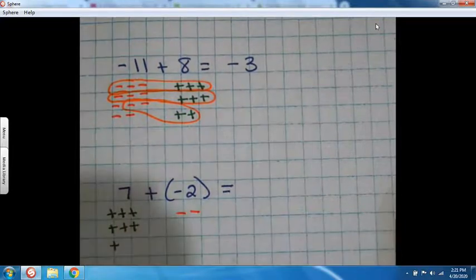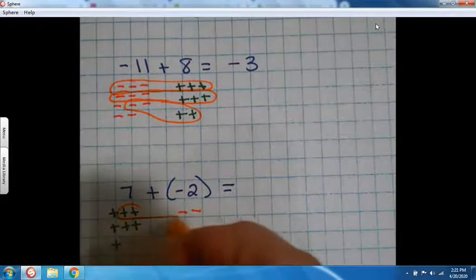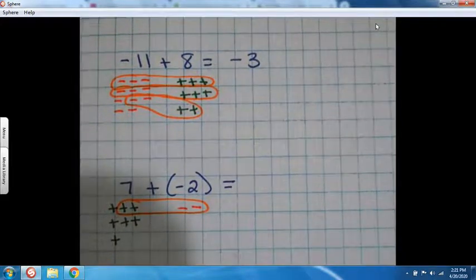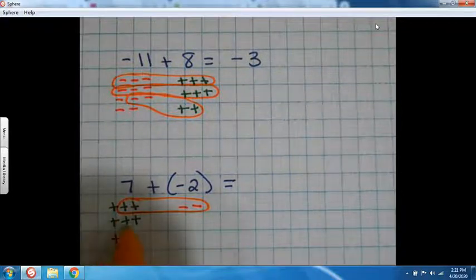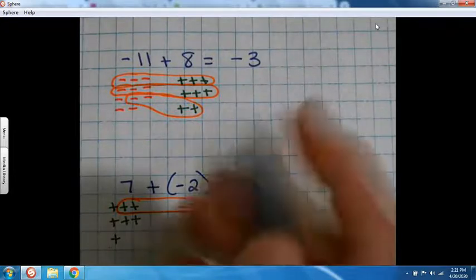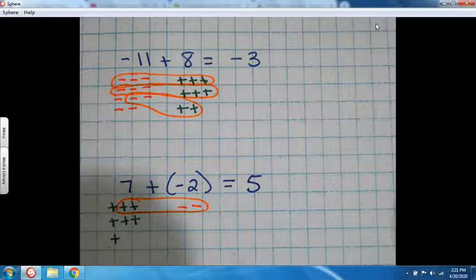So let's circle our 0 pairs. Here's 2 and here's 2. What do we have left over? We have 1, 2, 3, 4, 5 positives. So that's your answer. 5. Okay, did everybody see that?